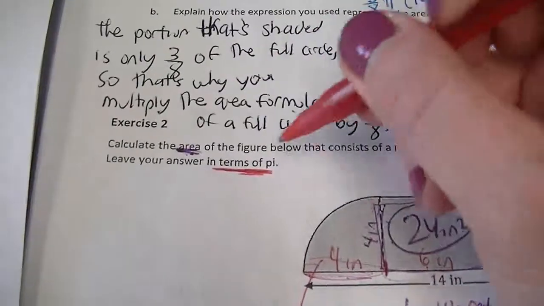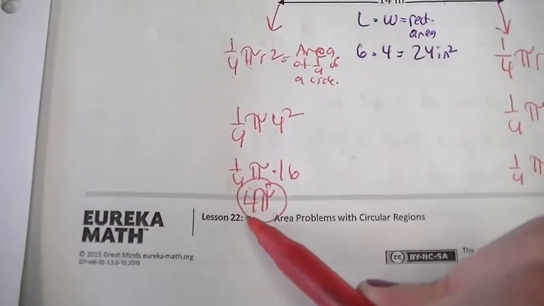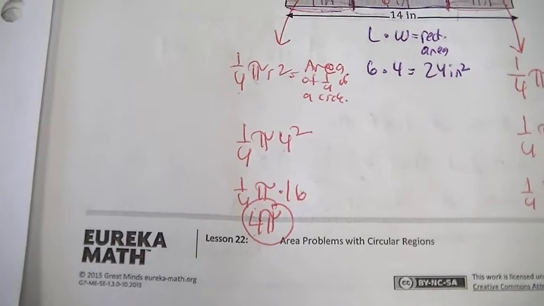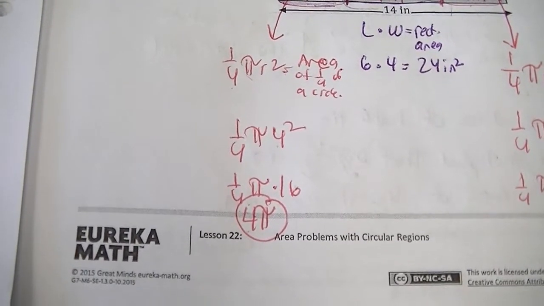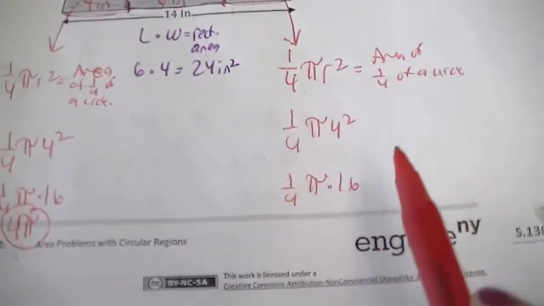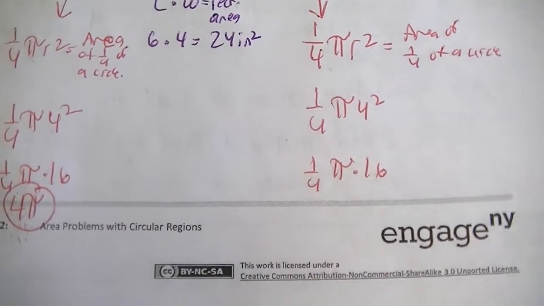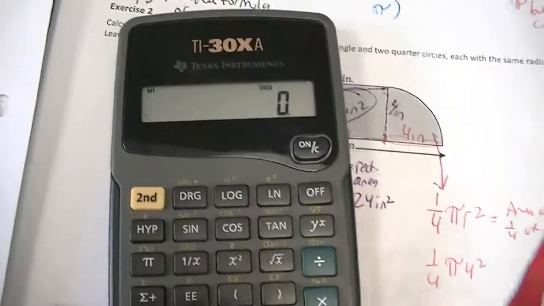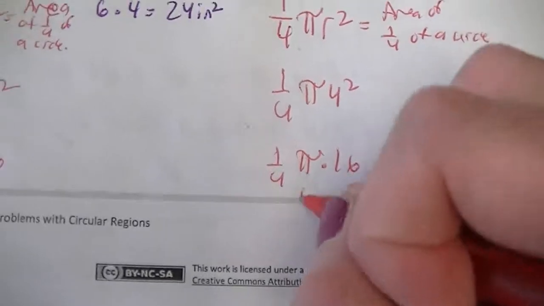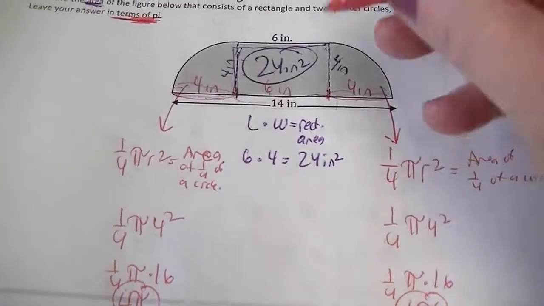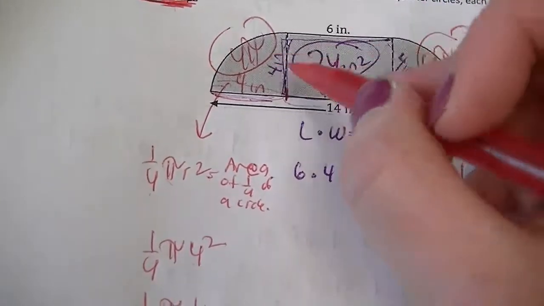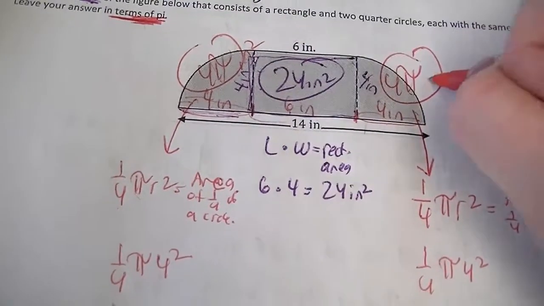And remember, leave it in terms of pi. So do not go 4 times 3.14. Do not go 4 times pi button on calculator. Do not go 4 times 22/7. Don't do that. Just keep it in terms of pi. That's what that means. So over here, I can go 0.25 times 16. Get the same exact answer. Just want to show you. 4. Okay. So we got 4 pi. Okay. So your 4 pi inches squared.